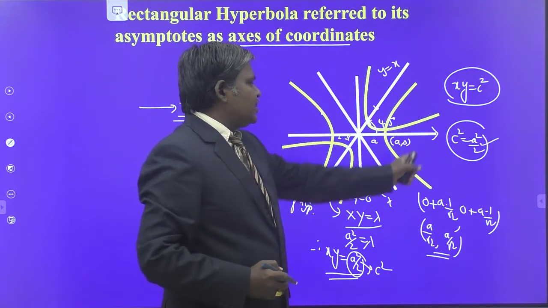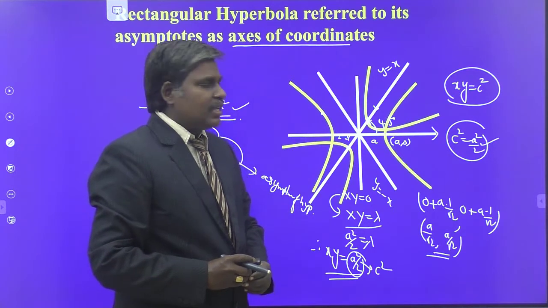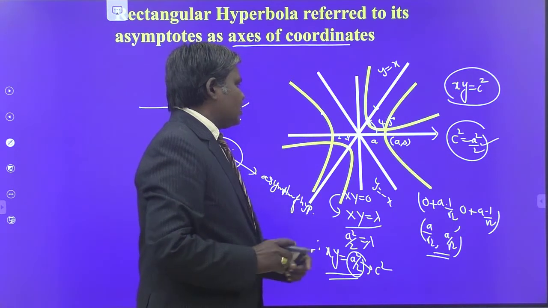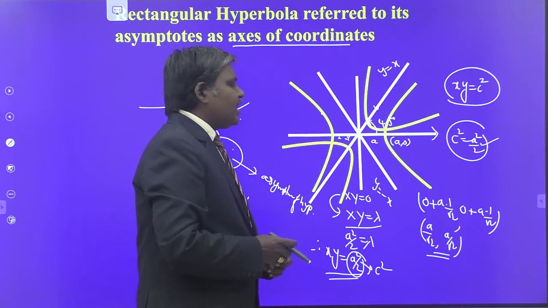This is the relation very important for you. The relation between c and a. What is a? Semi-transverse axis. Here c square is constant, that is equal to a square by 2.